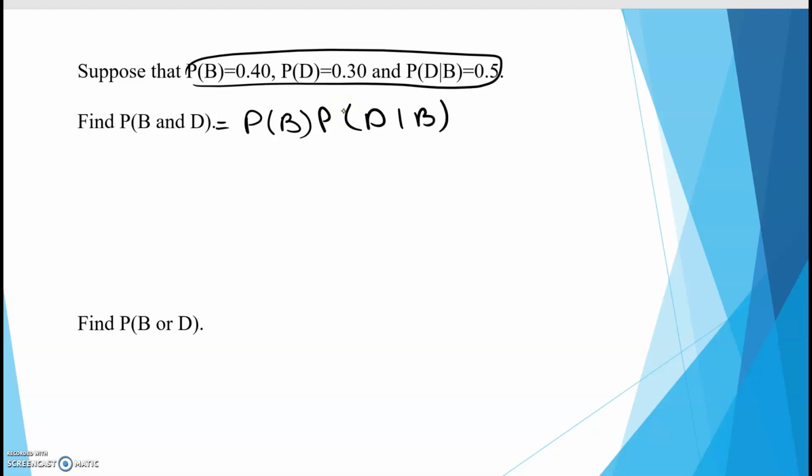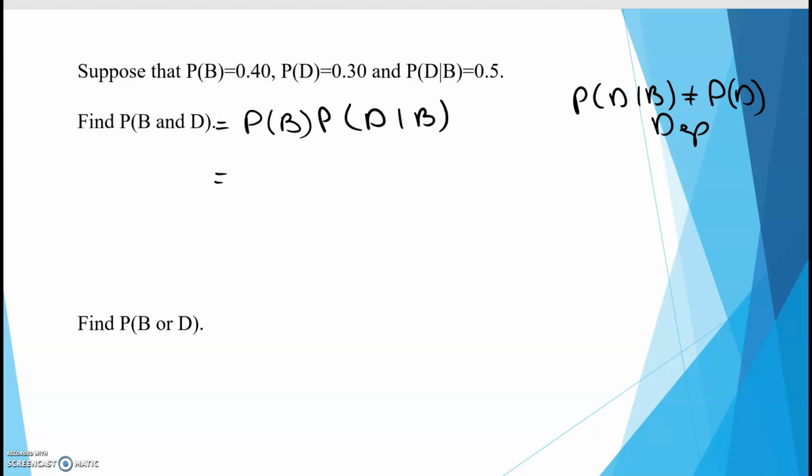Now the reason why we know that this is dependent is because the probability of D given B, which is 0.5, says right here, does not equal the probability of D, which is 0.3. So by definition, we know that these two things are dependent. So this is going to be 0.4 times 0.5, or same thing as 0.20.